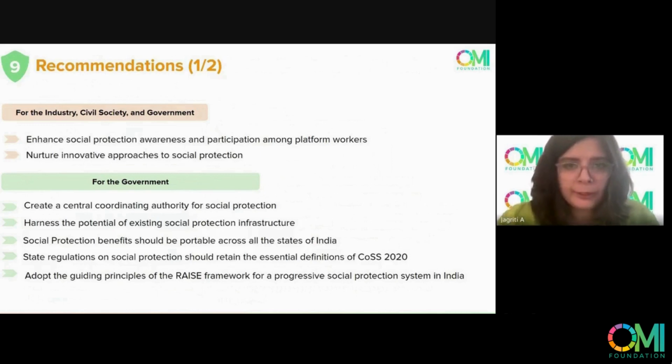Specifically, we call on the government to, one, establish a central coordinating authority. This centralized body could facilitate better communication, collaboration, and implementation of social protection policies and programs. Two, harness existing infrastructure to optimize the resources and capabilities already in place to improve the effectiveness and coverage of social protection measures. Three, make social protection benefits portable across all states of India, which would enable individuals to access and retain their entitlements regardless of their location or mobility within the country. Four, adopt the guiding principles of the RACE framework.